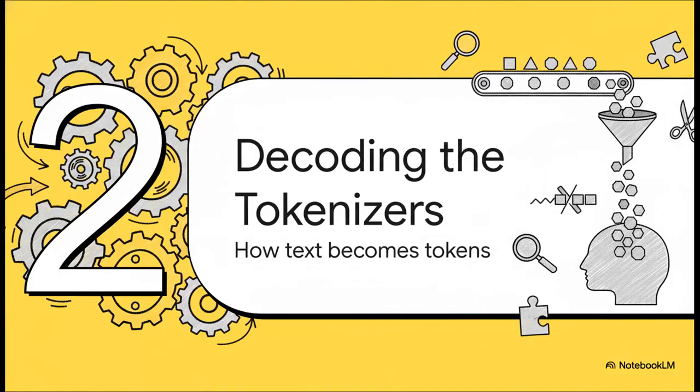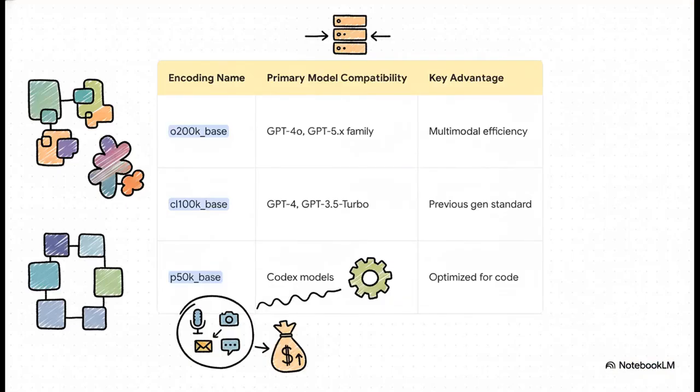So we know what a token is, but how does plain old text turn into these tokens? Well, that's the job of a tokenizer. And here's a spoiler: different models use different ones. It's a pretty clever process, actually, often using something called byte-pair encoding. It's like a word game where the system finds the most common letter pairs, merges them into one token, and just keeps repeating that process. And yeah, because different models are trained on different stuff, they have their own unique tokenizers.